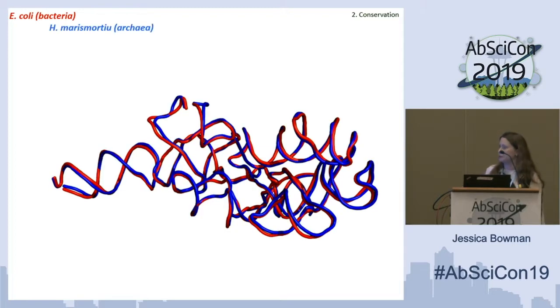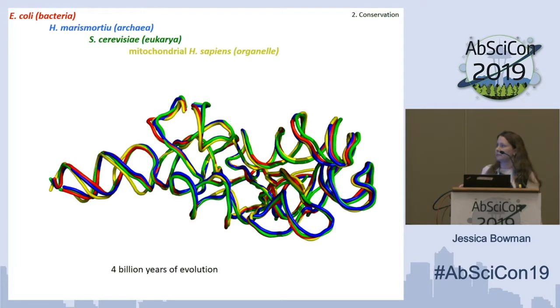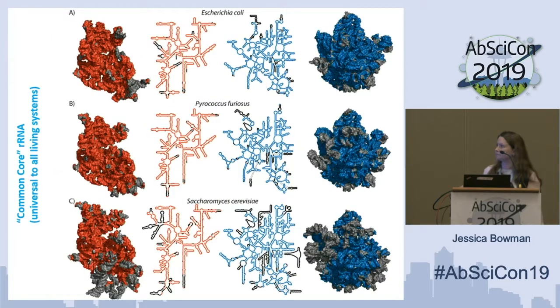If we superimpose this with Haloarcula marismortui representing an archaean, so from another domain of life, and superimpose this with a yeast from the eukarya, and then with Homo sapiens, a mitochondrial ribosomal RNA, the same region of the large subunit, what we see is that over 3.8 to 4 billion years, this ribosome really has not changed, which is kind of amazing.